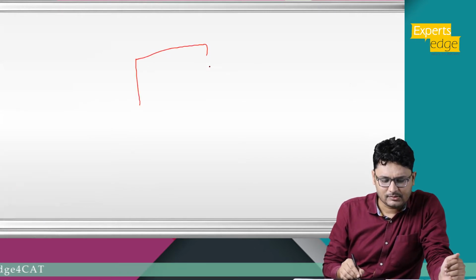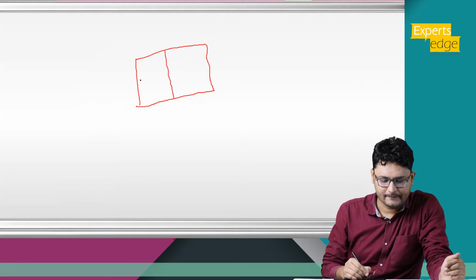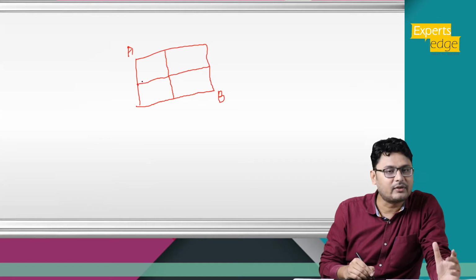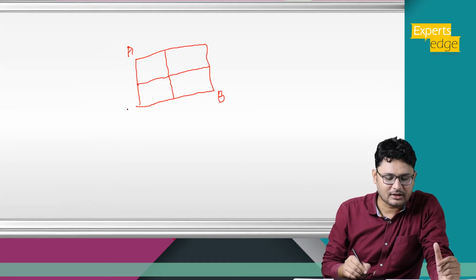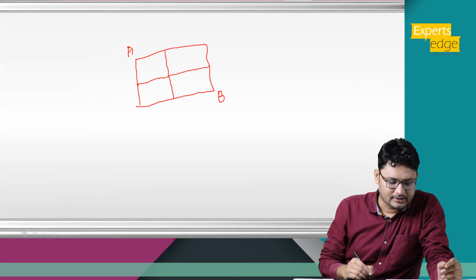Let's say this is a particular grid. Pardon me for the diagram. Let's say I want to go from A to B. It is unidirectional, you can't go to and fro. If I want to go from A to B, in how many ways can I travel? There are 2-3 ways.